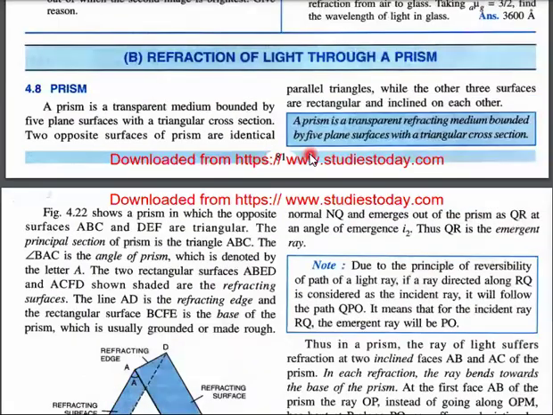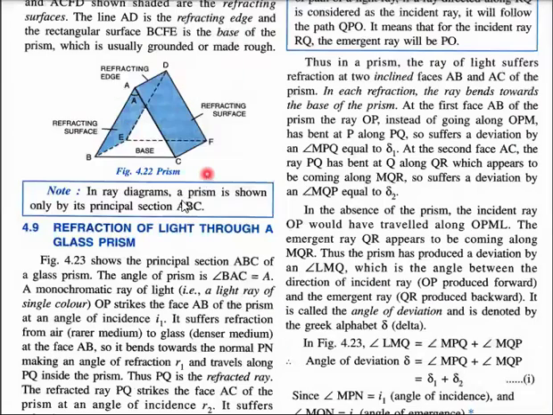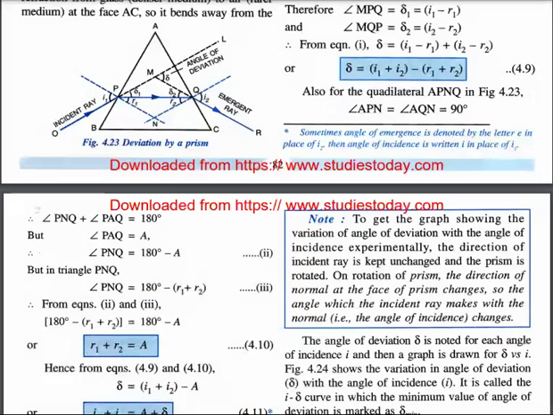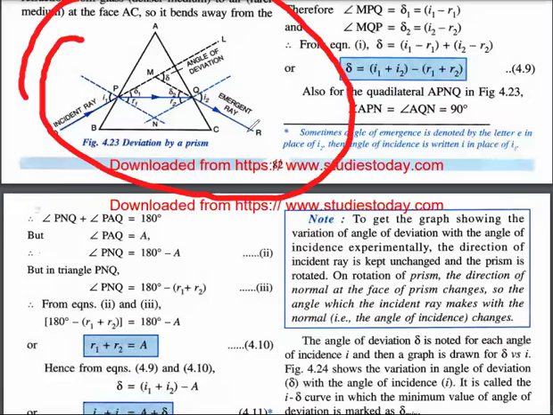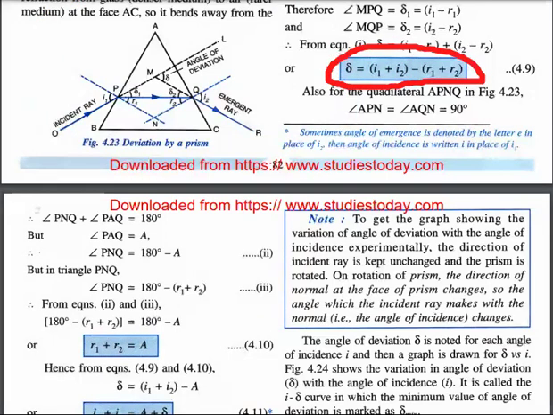Now we have prism. Yes, this is the easiest part of this chapter. Okay. So don't need to worry about it much. We'll just finish it fast. So prism is a transparent refractive medium bounded by 5 plane surfaces with a triangular cross section. If you go down, this diagram is very important. Okay, this diagram they'll ask you for sure, and this formula just remember for your reference if they give some problems to solve.